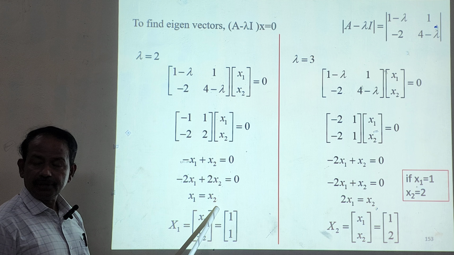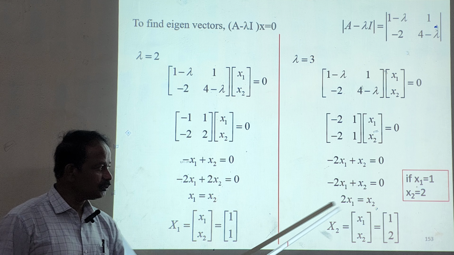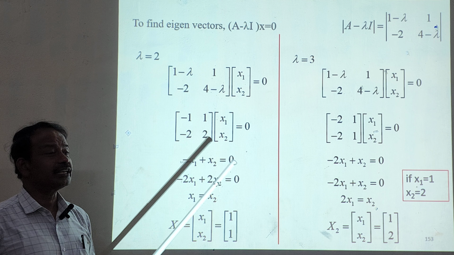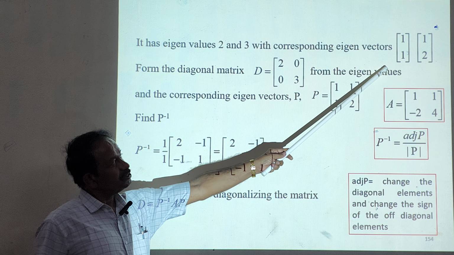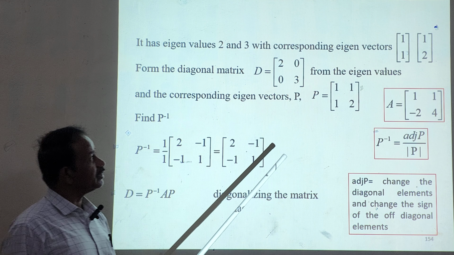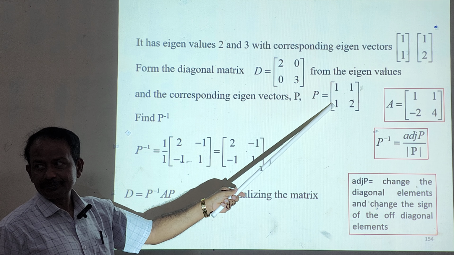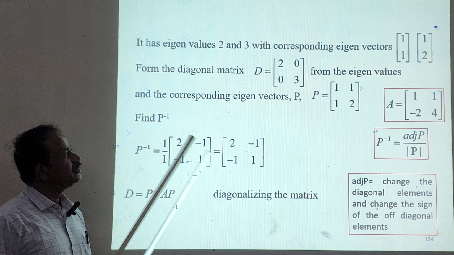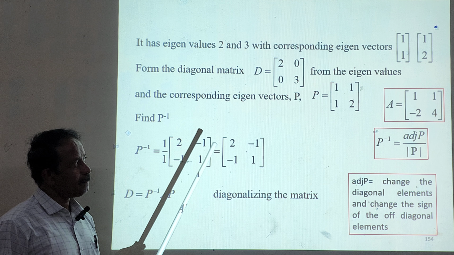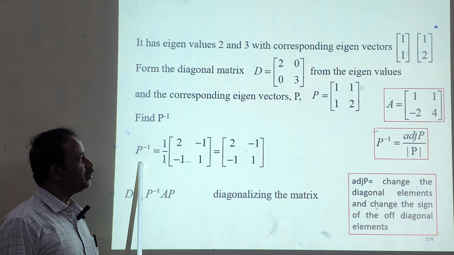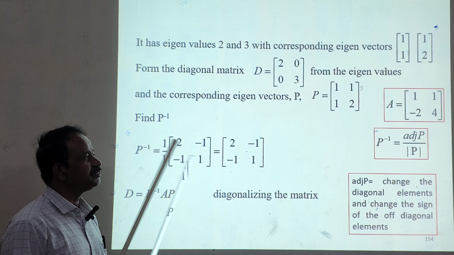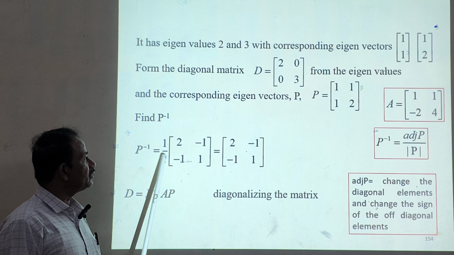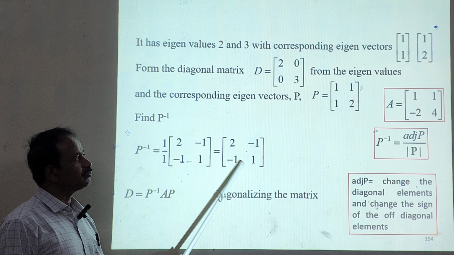So we have found out the eigenvector for the first eigenvalue and the eigenvector for the second eigenvalue. Put together, that will give us the model matrix. So this is your first eigenvector, that will be your second eigenvector. The model matrix is this one. Your P is your model matrix: 1, 1, 1, 2. So to find out the inverse, P inverse, we will have to use this formula, adjoint P divided by mod P. So P inverse is 2, minus 1, minus 1, 1.